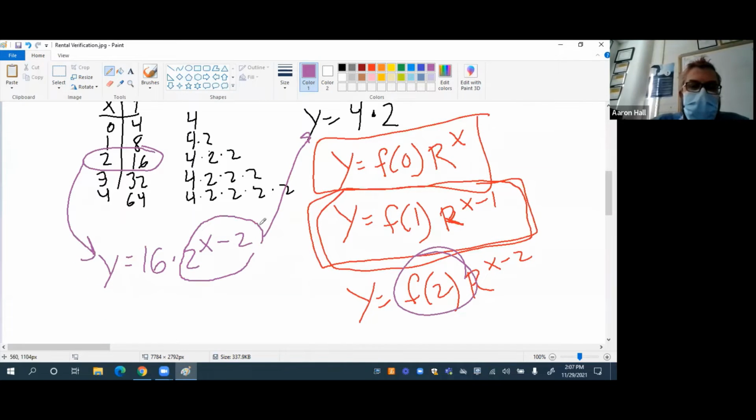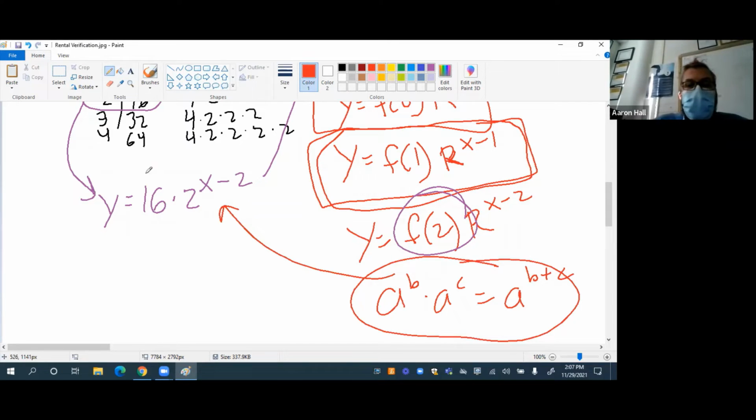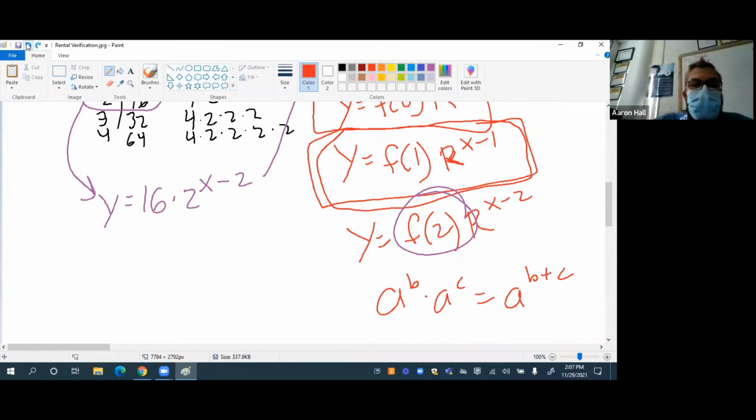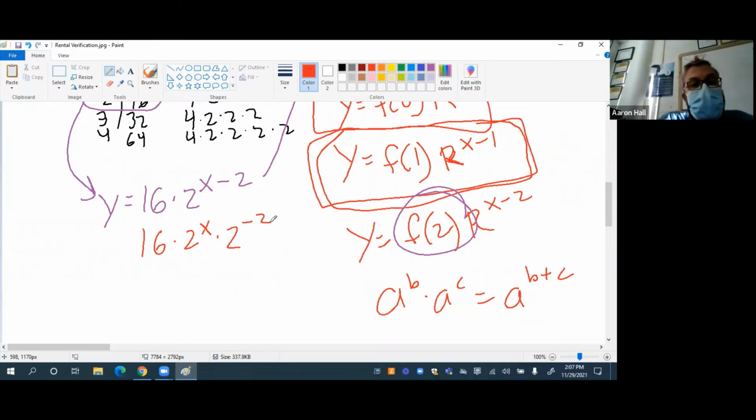What's our first law of exponents? What does our first law of exponents say to do? If I have a to the power of b times a to the power of c, how can I put these together? A to the power of b plus c. Can't I separate these in the same manner? So that would give me 16 times 2 to the power of x times, work backward. What do we get? 2 to the power of negative 2.